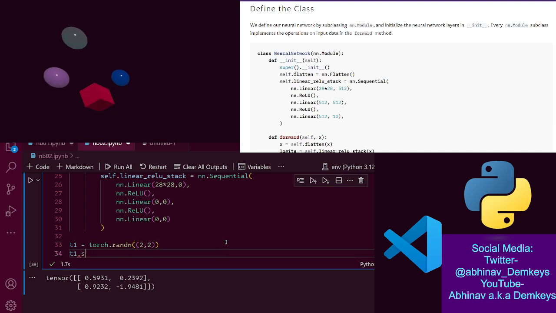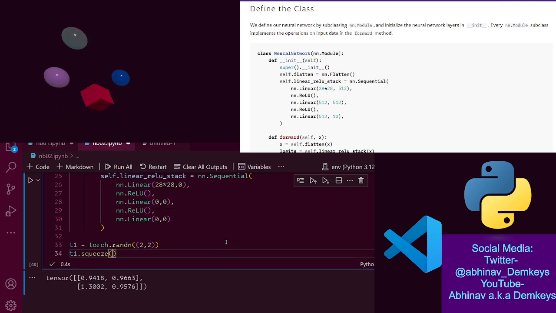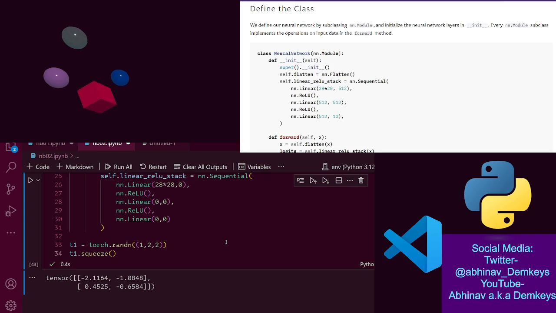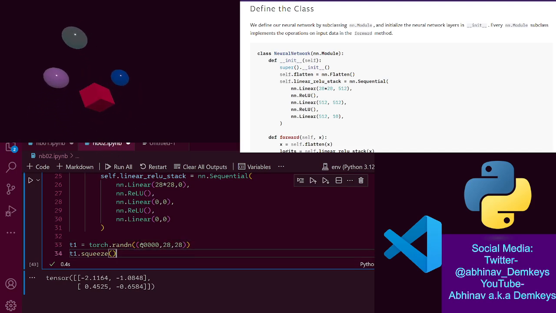Now, T1, what was it? Squeeze. All right. Okay. What was it doing? Because I tested this out on something with this kind of a shape. It was actually more this kind of shape. It was like 60,000. It was basically the Fashion MNIST data set, which has like 60,000 images, and those images are all 28 by 28 grayscale images. So it was more along the lines of this.